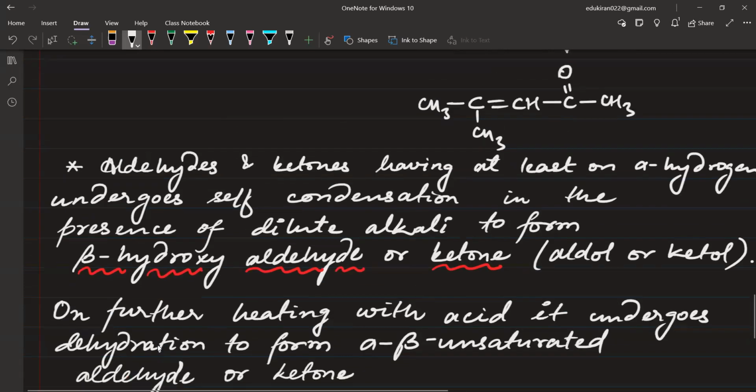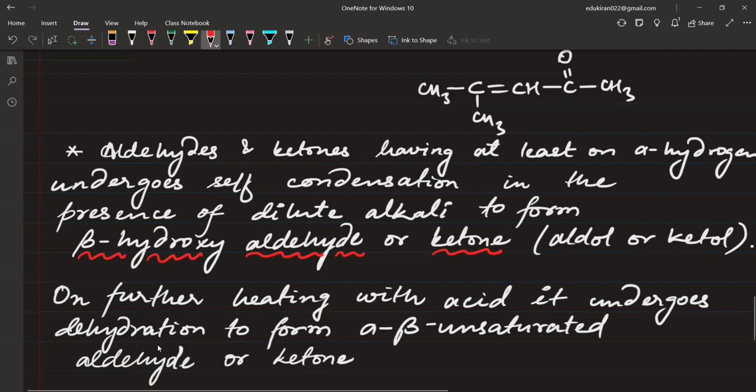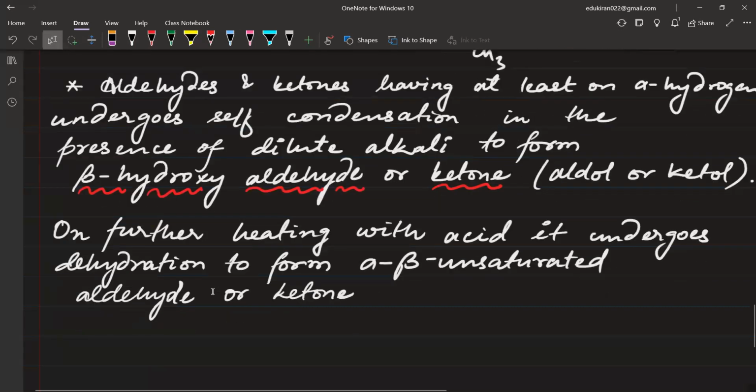Please see here very nicely. This is your functional group, this is alpha and this is beta. So alpha and beta has a double bond, right? Alpha and beta has a double bond. That is why it will be alpha beta unsaturated. Is this clear? Yes or no? Yes, sir. Alpha beta unsaturated aldehyde or ketone. Please write this down.